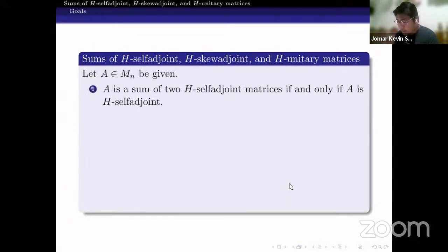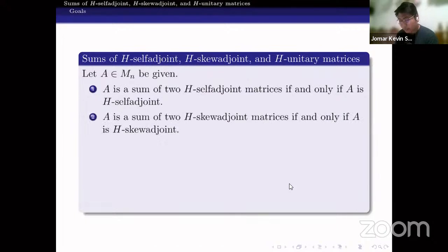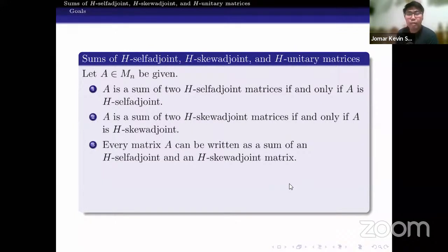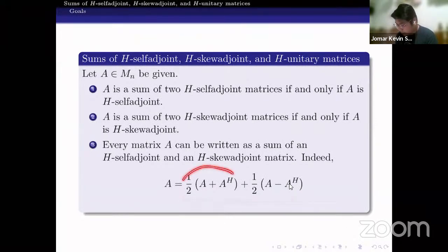A is a sum of two H-self-adjoint matrices if and only if A is H-self-adjoint. This is trivial, and easy to show. Same with the second one: A is a sum of two H-skew-adjoint matrices if and only if A is H-skew-adjoint. For number 3, every matrix A can be written as a sum of an H-self-adjoint and an H-skew-adjoint matrix. Indeed, we can write A as this sum, wherein the matrix 1/2 times (A plus A to the H), we can check that this is H-self-adjoint, while the other one is H-skew-adjoint.